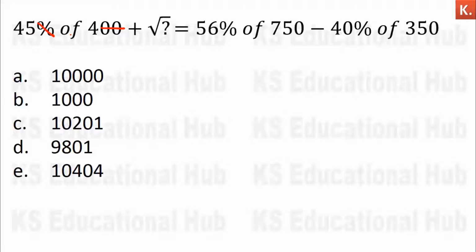45 into 2 is 90. 90 into 2 is 180. So 180 plus the square root of x is equal to 56% of 750. So see here, 56% means there will be 100 in the denominator. This 0 gets cancelled with this 0 anyway. So 28 into 15 is the simplification of this.